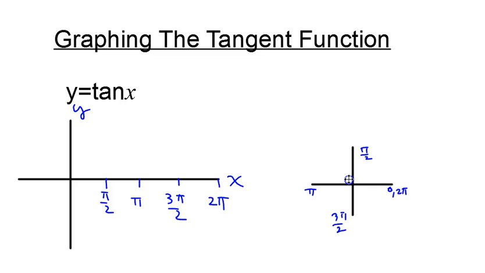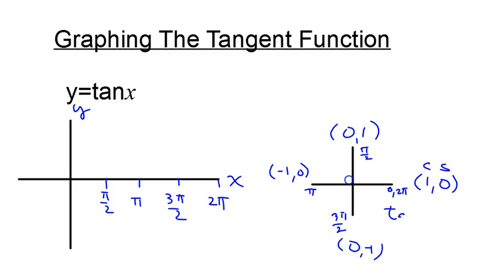Now, to figure out tangent, as you recall, we used the ordered pairs on the quadrantals: 1, 0, 0, 1, negative 1, 0, and 0, negative 1. And we said that the first coordinate inside the ordered pair is the cosine of the angle, and the second coordinate is the sine of the angle. Then we went on to say that the tangent of an angle is equal to the sine of the angle over the cosine of the angle, right?